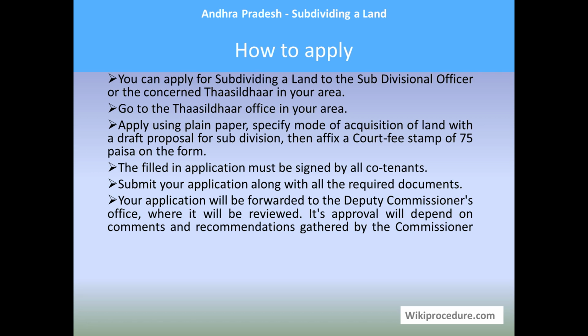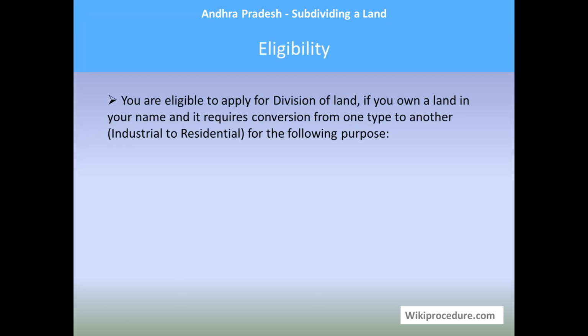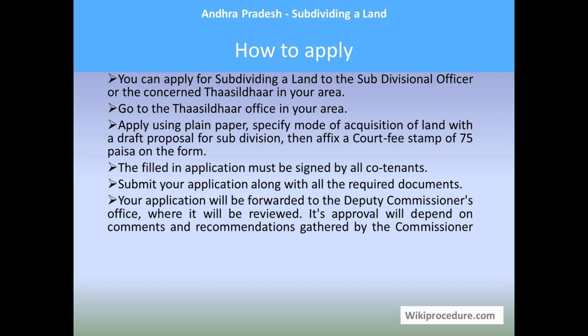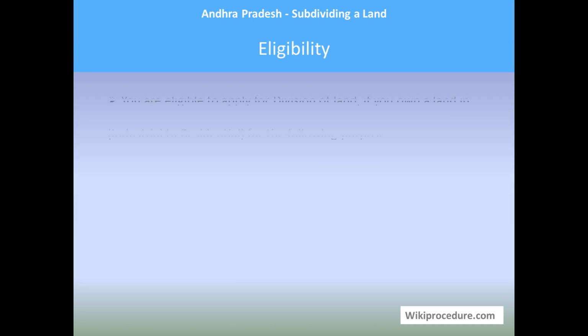Your application will be forwarded to the Deputy Commissioner office where it will be reviewed. Its approval will depend on comments and recommendations gathered by the Commissioner, because he is the one who is going to take care of the conversions or the land acquisitions and everything. If there is anything to be taken care of, then he will stop this subdivision because it might raise a problem. So once you complete all these procedures, the subdivision will be taken care of by the respective authorities on the set date.